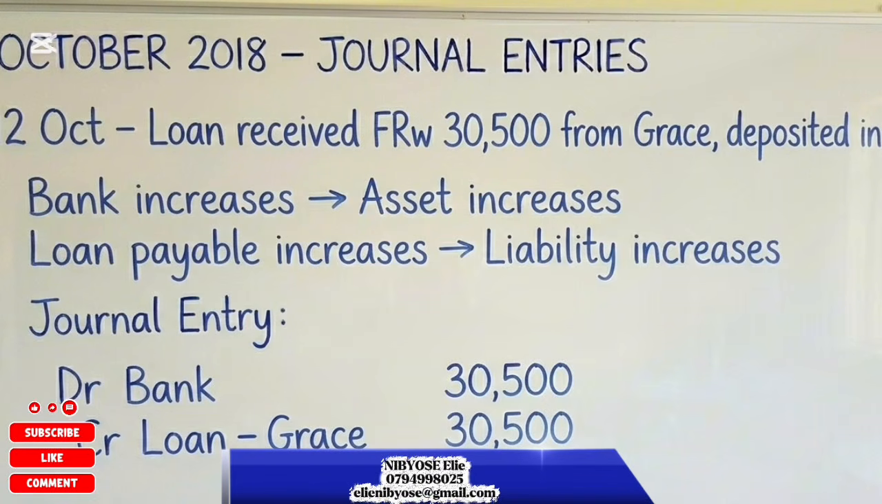So here we are going to debit bank account by 30,500 and credit loan as liability by 30,500.